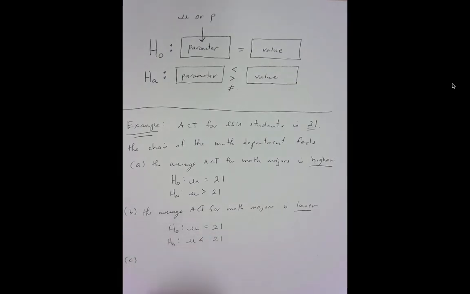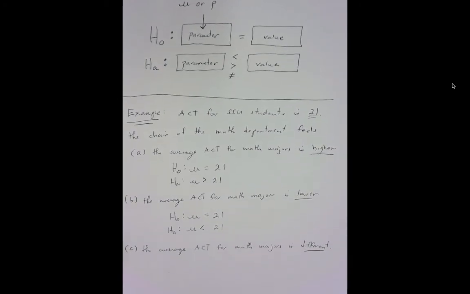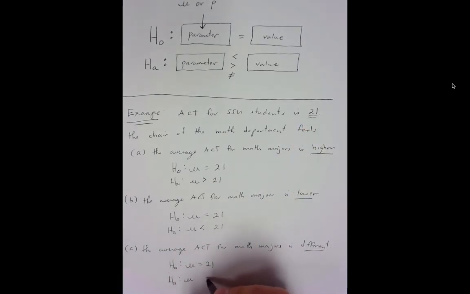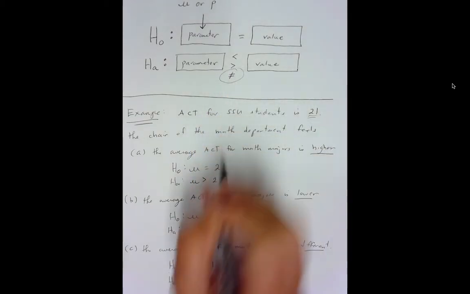Third example, C. The average ACT for math majors is different. Status quo, mu equals 21 from the problem. H sub A has to be the same parameter, has to be the same value, but different doesn't imply greater than or less than, it just implies not equal to.